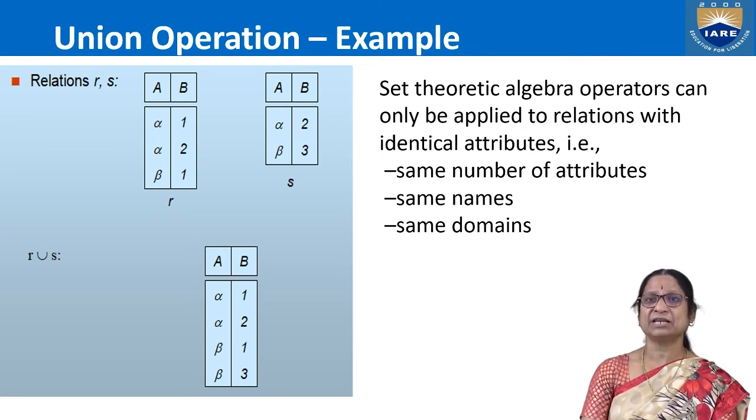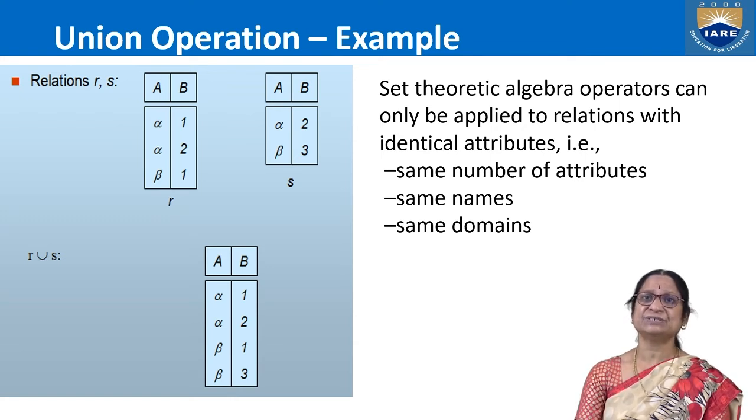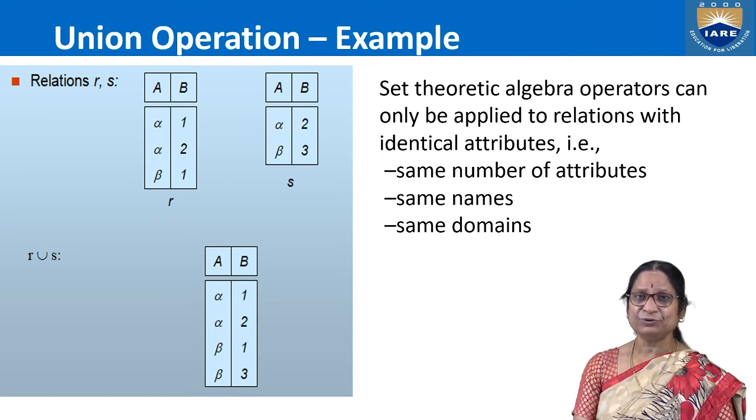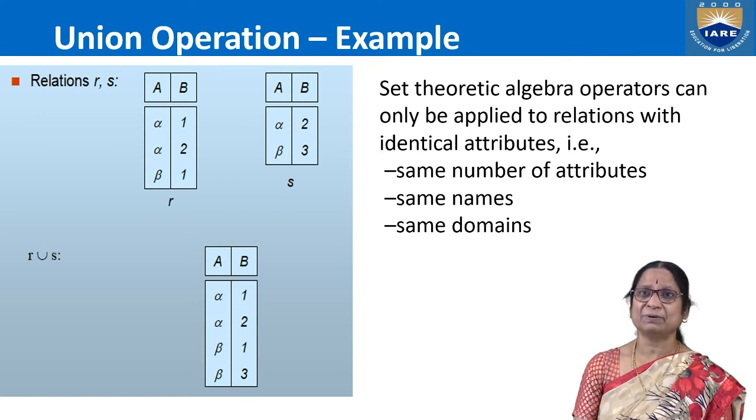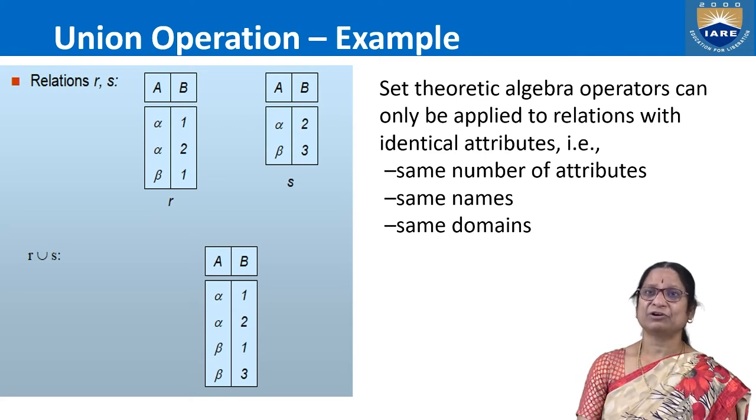That means both relations should have the same set of attributes, the same order, the same domains, possibly with the same name. So let us assume that two relations are there, R and S. You observe R and S. Can I apply union or not? Before applying union, I am supposed to check whether both of them are compatible or not.